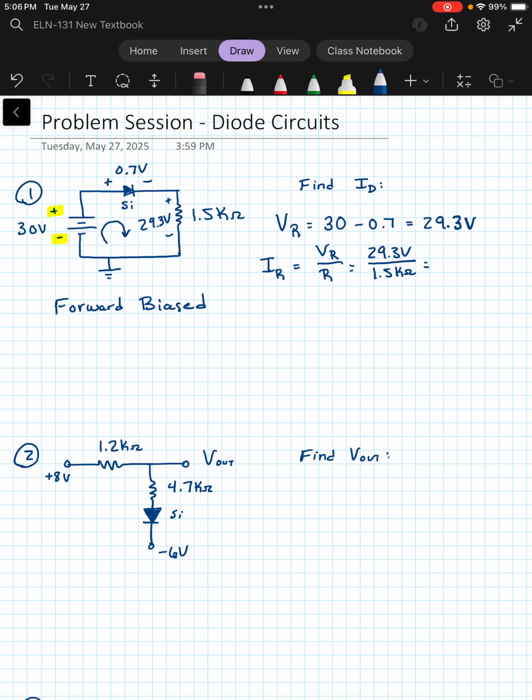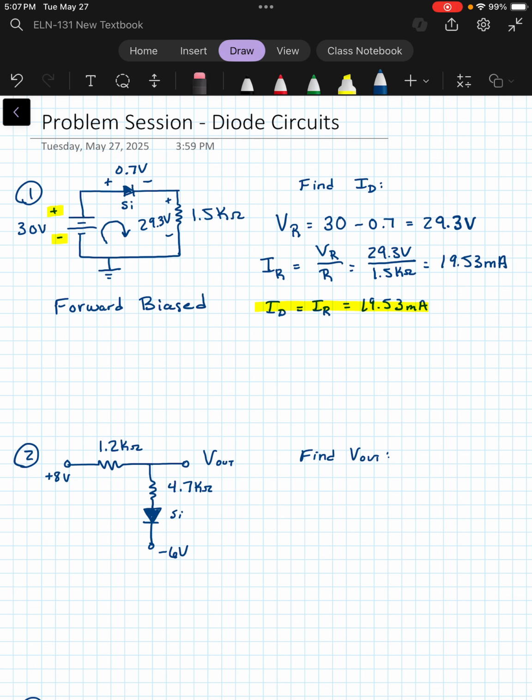which gives us about 19.53 milliamps of current. And then since that resistor is in series with our diode, our diode current equals the resistor current, which is 19.53 milliamps. And that would be the answer for that one.